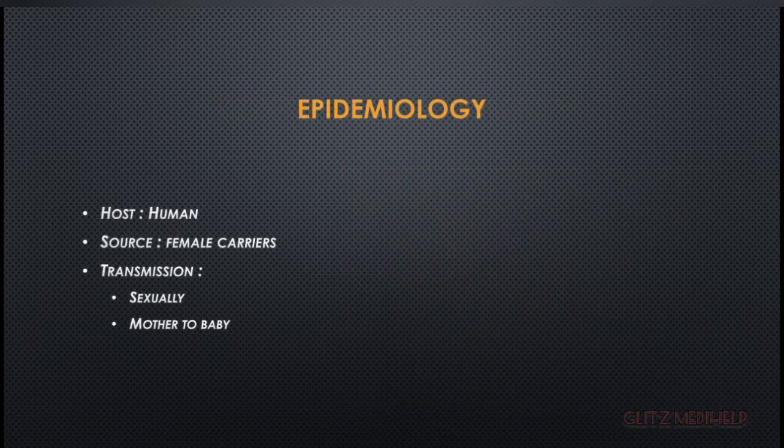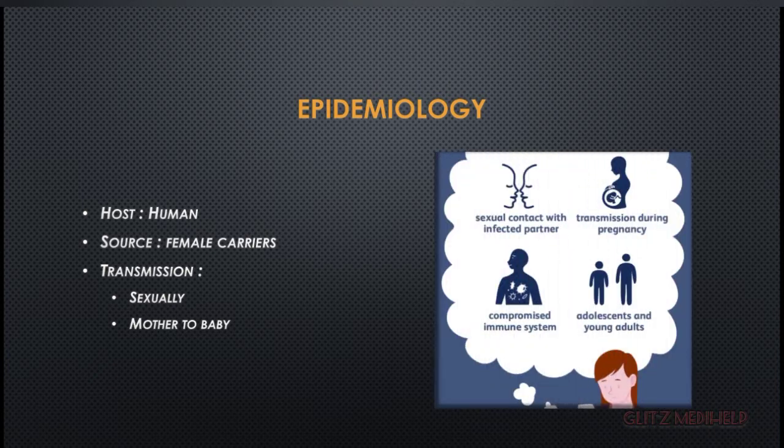Next, the epidemiology. Gonorrhea is an exclusively human disease, which means we cannot find this disease in any other animals. And the source is usually female carriers because they are usually asymptomatic. So, they cannot themselves identify they are infected with the bacteria. So, they may sometimes act as a source of infection. Sometimes the patient itself can also act as a source.